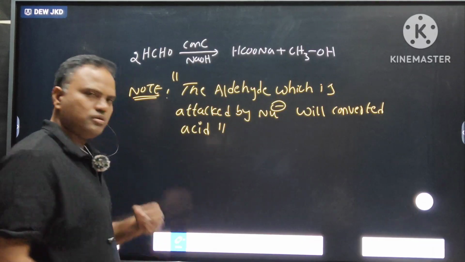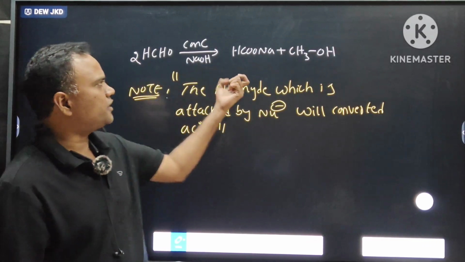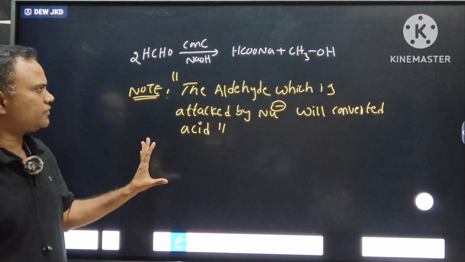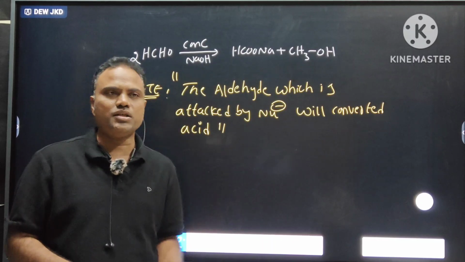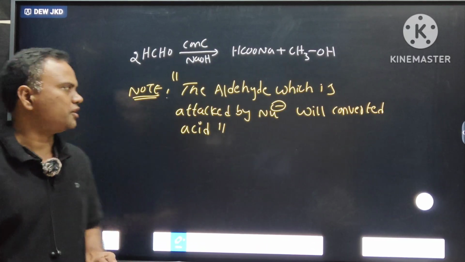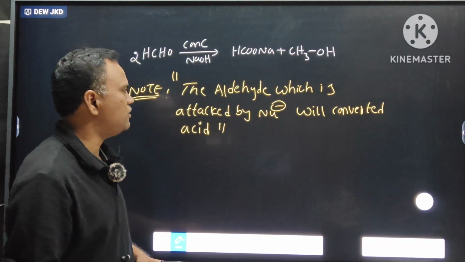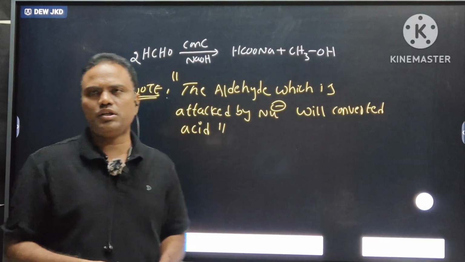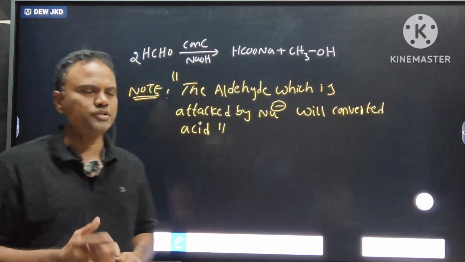So normal reaction, simple reaction is easy only. Everyone can identify the reaction. Okay. But when we take different aldehydes without alpha hydrogen, which will convert to acid, which will convert to alcohol, that is the important point. See, I gave one point. The aldehyde which is attacked by nucleophile first will convert to acid. Okay. Let us take one formaldehyde and one benzaldehyde. Clear? Right.